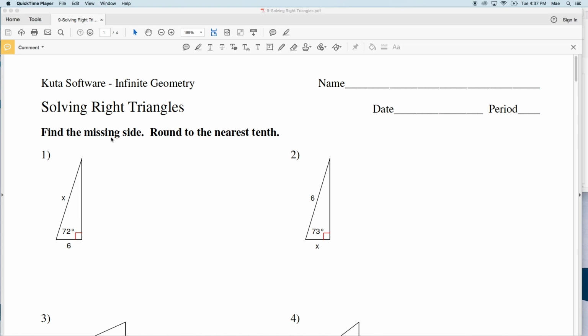In this video, we're going to start the Kuta Software Infinite Geometry free worksheet, Solving Right Triangles. Our instructions are to find the missing side and round to the nearest tenth.